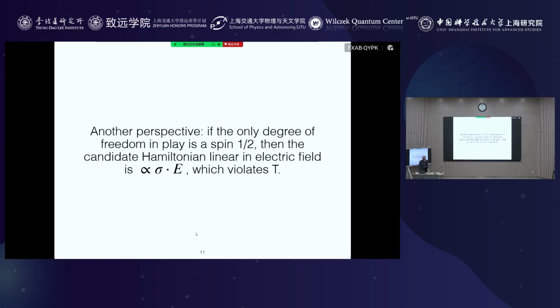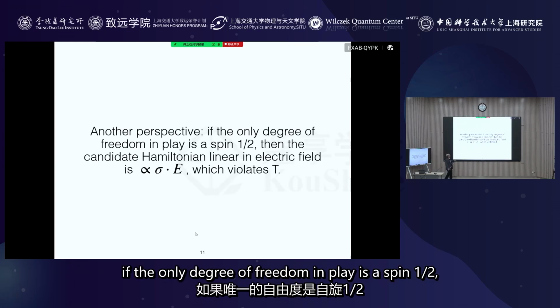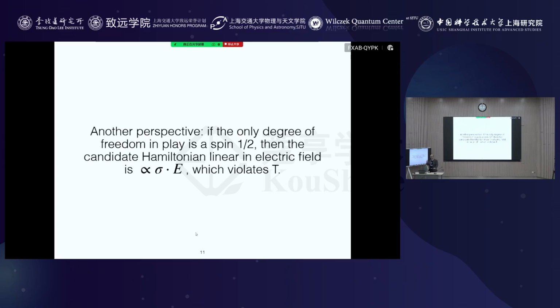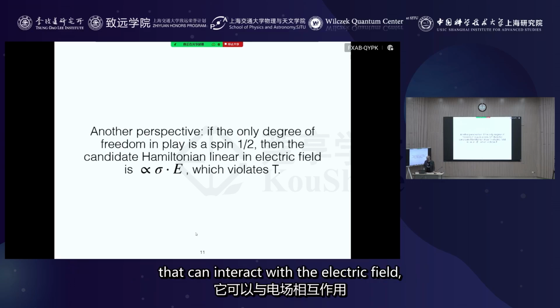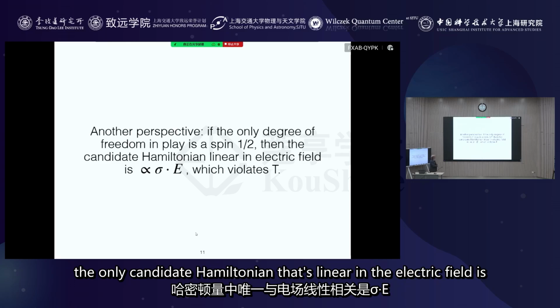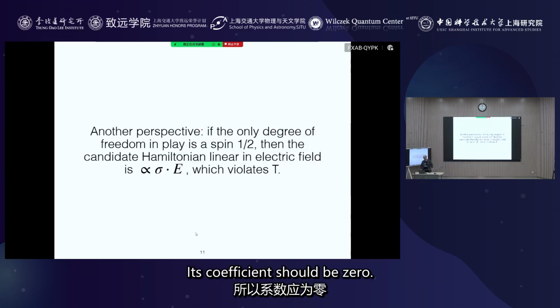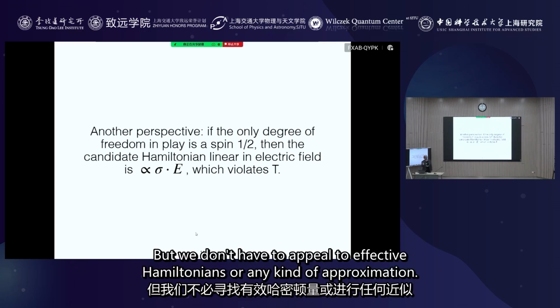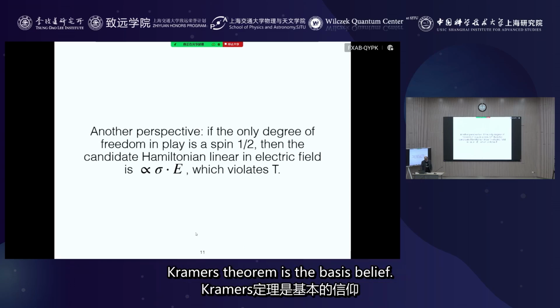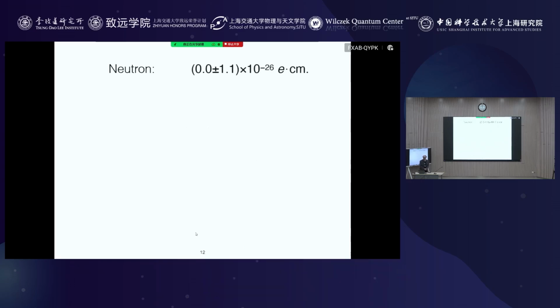Another perspective on this is that if the only degree of freedom in play is a spin 1/2 that can interact with the electric field, the only candidate Hamiltonian that's linear in the electric field is sigma dot E, and that violates time reversal. So its coefficient should be 0. But we don't have to appeal to effective Hamiltonians or any kind of approximation. Kramers' theorem is the basis, really.